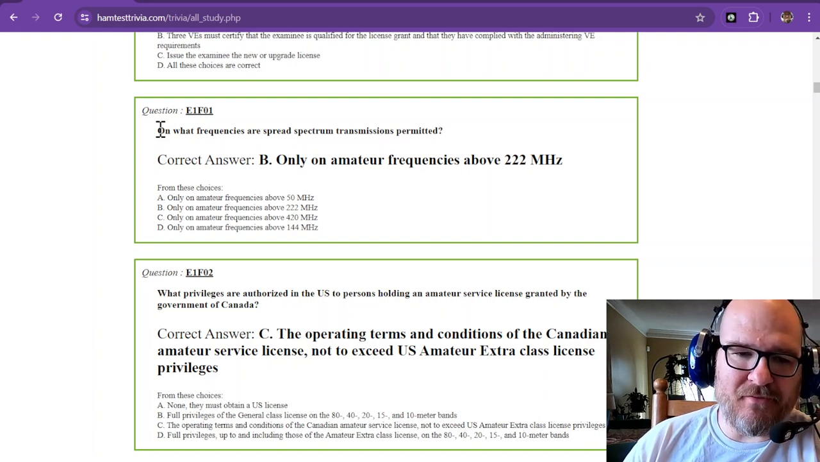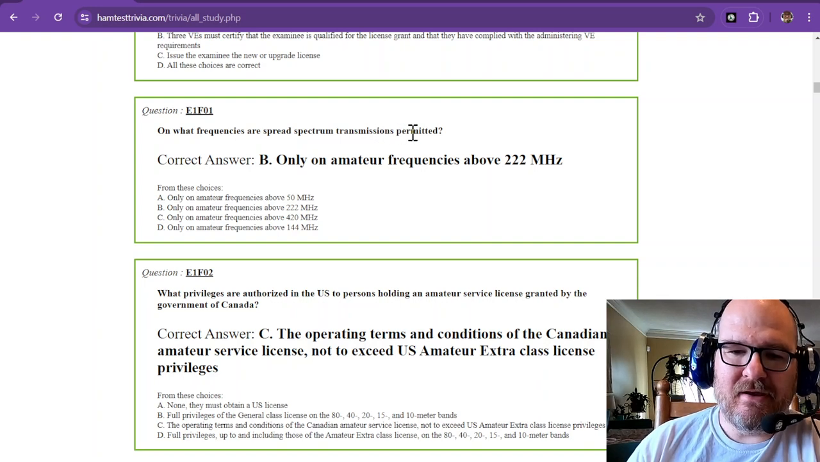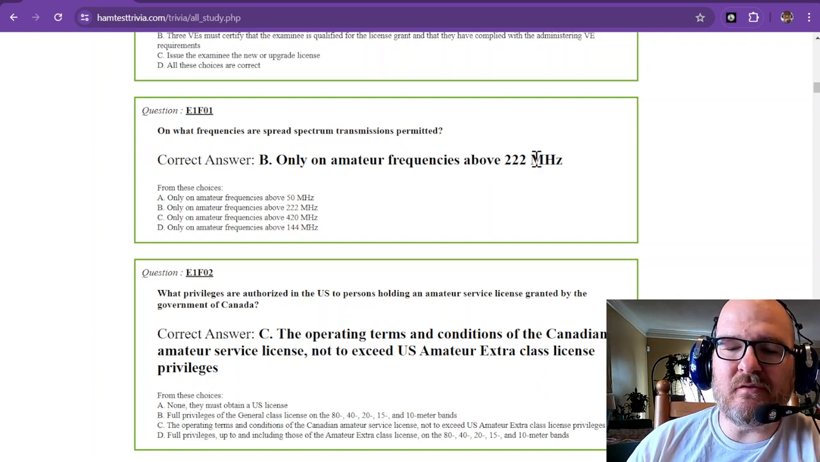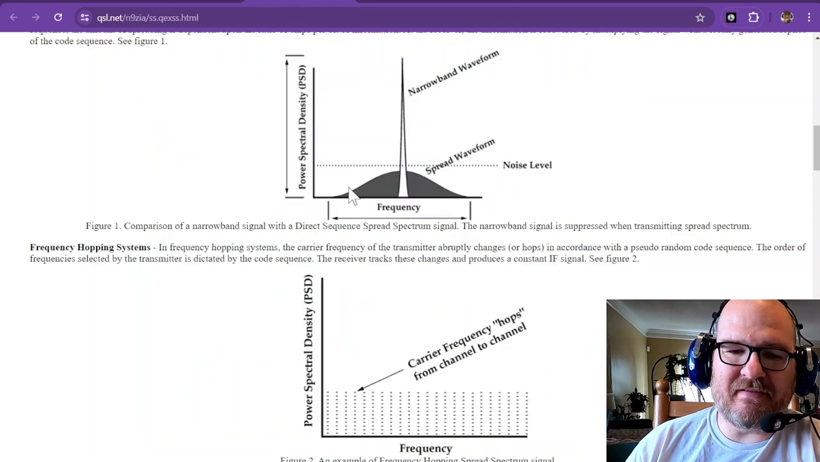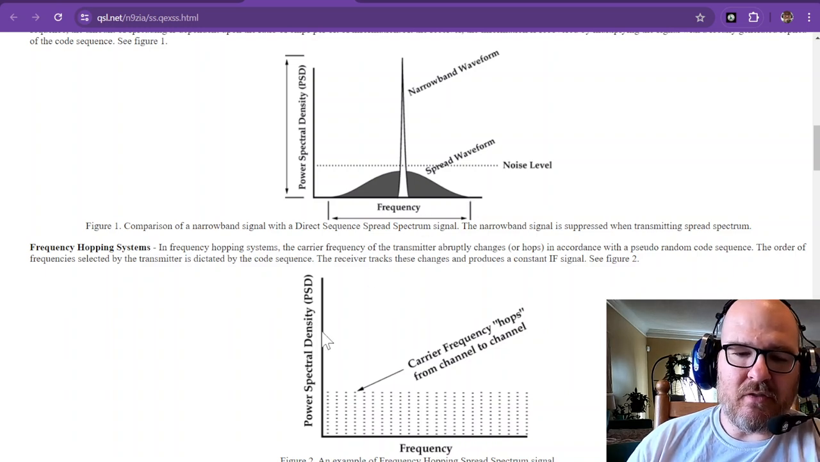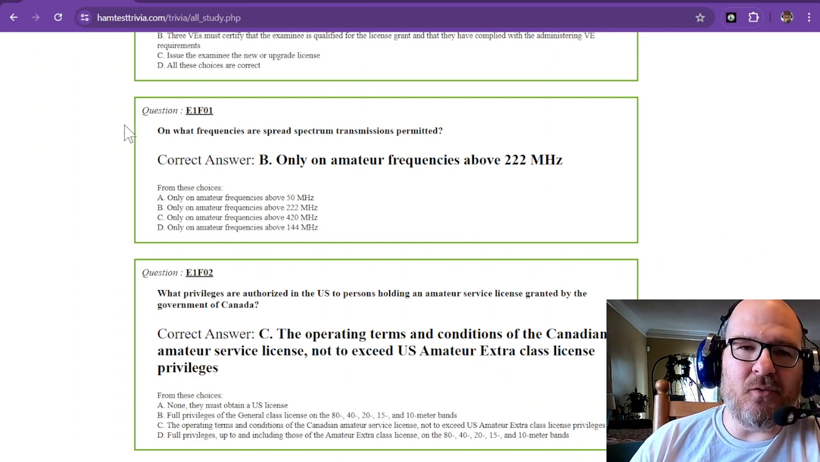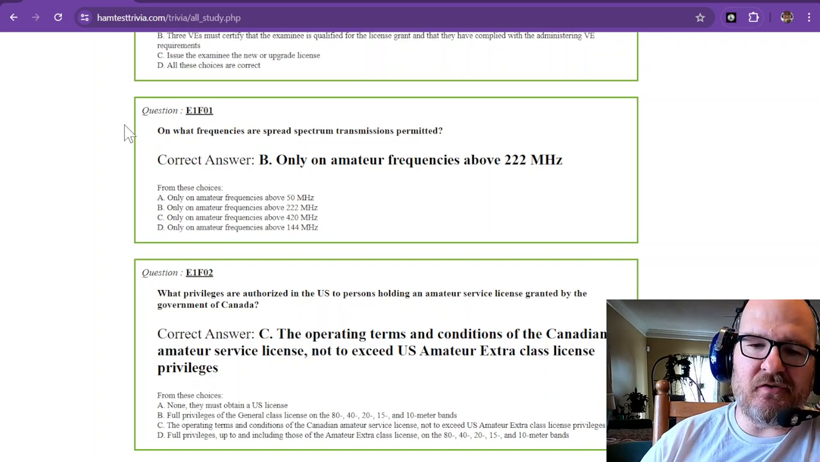Question one, on what frequencies are spread spectrum transmissions permitted? That is only on amateur frequencies above 222 megahertz. Well, spread spectrum is just what it sounds like. It spreads the signal out, so it takes up a much larger bandwidth. One of the ones that I'm more familiar with is frequency hopping, which sends a little bit here, a little bit here, a little bit here. And it does help with jamming and stuff like that. It makes it a little harder to do.